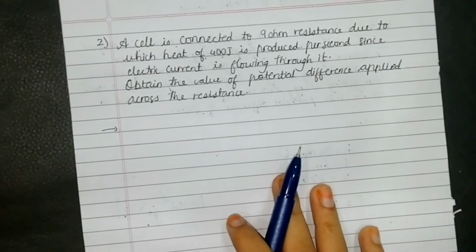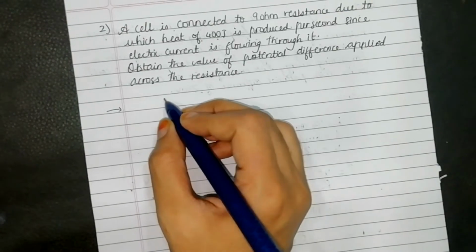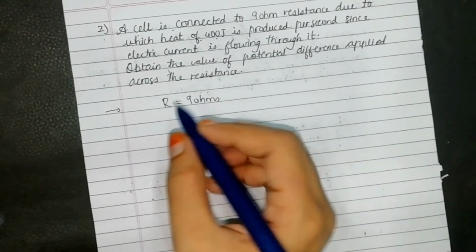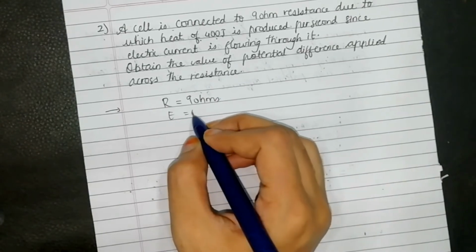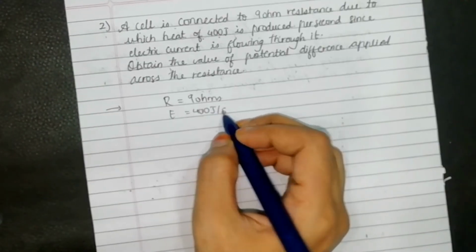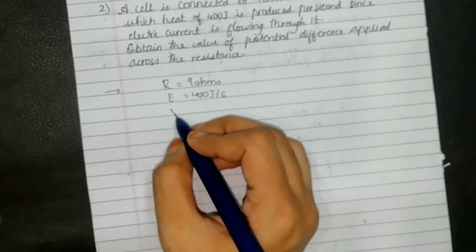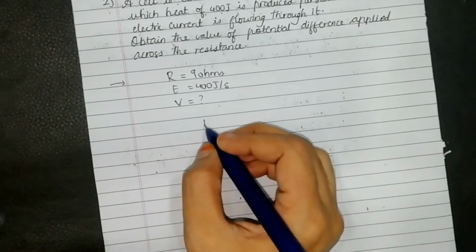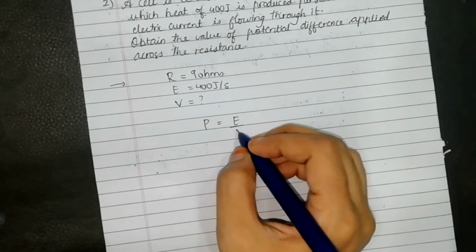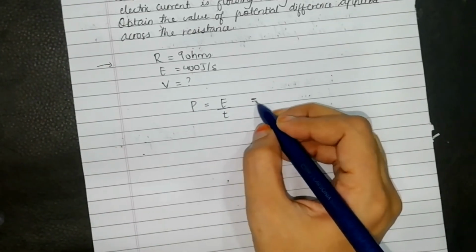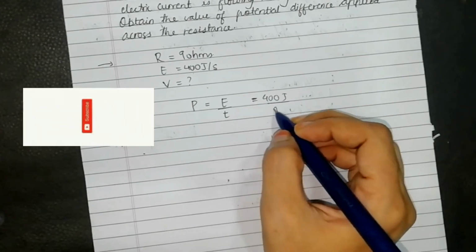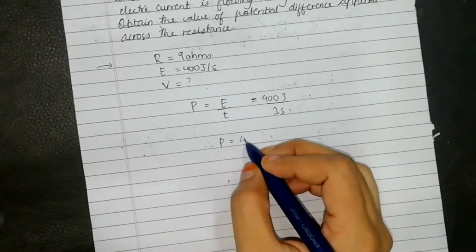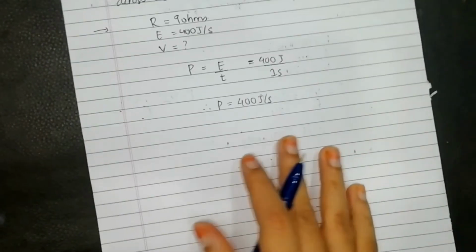So this is an easy numerical. First of all, we have the resistance equal to 9 ohm. The heat energy produced is given as 400 joules per second, and we have to find the potential difference which is applied across the resistance. Alright, we know power is equal to energy required upon the time taken, so we can write it as 400 joules upon 1 second. So we have the power as 400 joules per second.